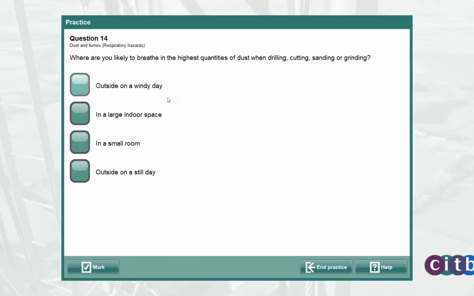Where are you likely to breathe in the highest quantities of dust when drilling, cutting, sanding or grinding? Outside on a windy day. In a large indoor space. In a small room. Outside on a still day.